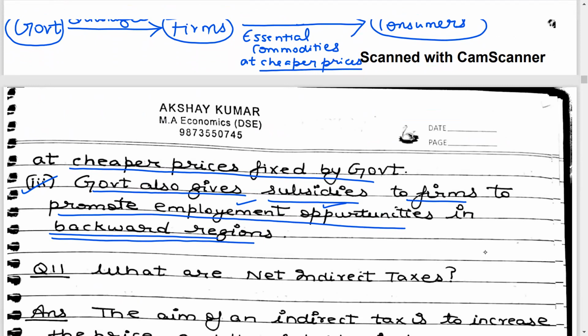Obviously, when the government gives more subsidy, firms will be motivated to produce more. If they produce more, they will hire more labor, which in turn will generate employment opportunities, especially in the backward regions.